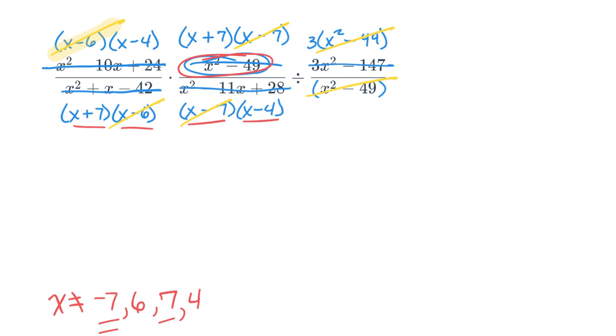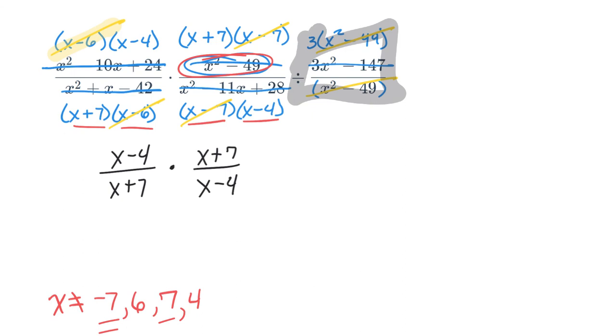So I'm going to rewrite this real quick. What I have now is x minus 4, x plus 7, times x plus 7 over x minus 4. And over here, remember our keep, change, flip situation. We have division, so we're going to keep everything to the left the same. We are going to change division to multiplication, and we are going to flip 3 over 1 to 1 over 3.